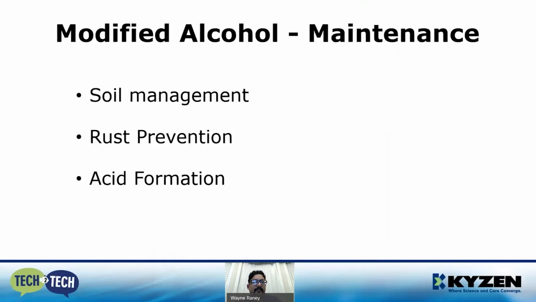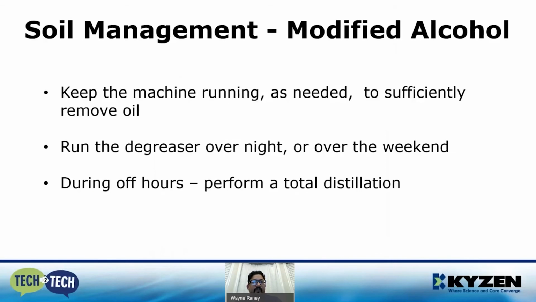I want to touch a little bit about maintenance of the modified alcohol solvent in the vacuum degreasing process. First, we'll talk about oil contamination in the solvent and soil management. Then we'll go on to rust prevention or corrosion protection. We'll finally touch on how to combat acid formation in the modified alcohol. When the machine is consistently cleaning heavy oils and coolants off your parts, your solvent can quickly be saturated. In extreme cases, it can affect the cleaning.